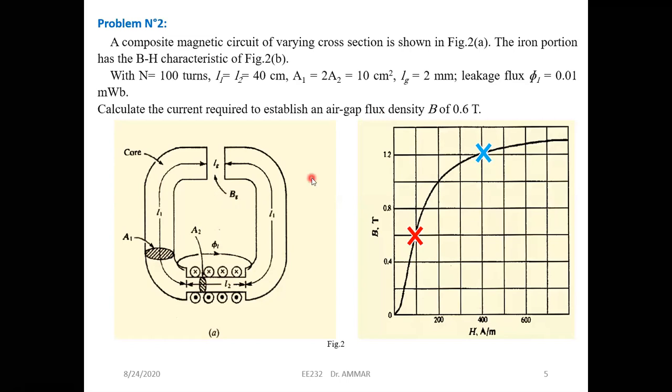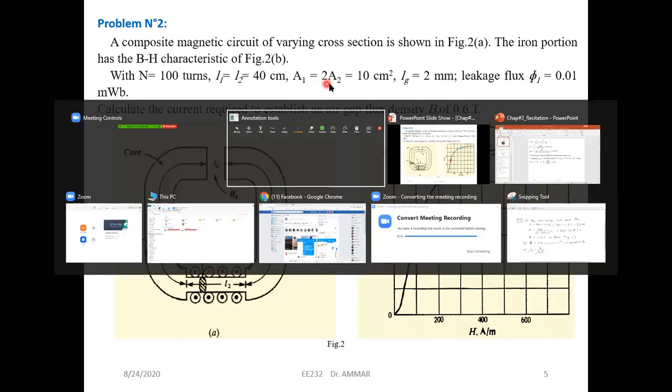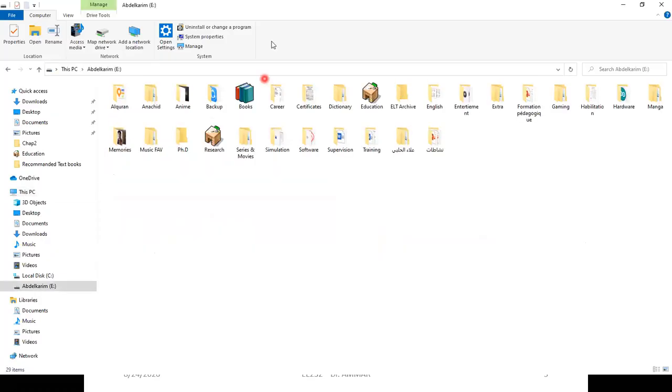Okay, so with N is 100 turns, L1 equals L2, which is 40 centimeter, and A2 equals to, here there is a mistake. Okay, A2 equals to 4, A1 equals to, I think there is a mistake, I'm not sure. Okay, I will check it.